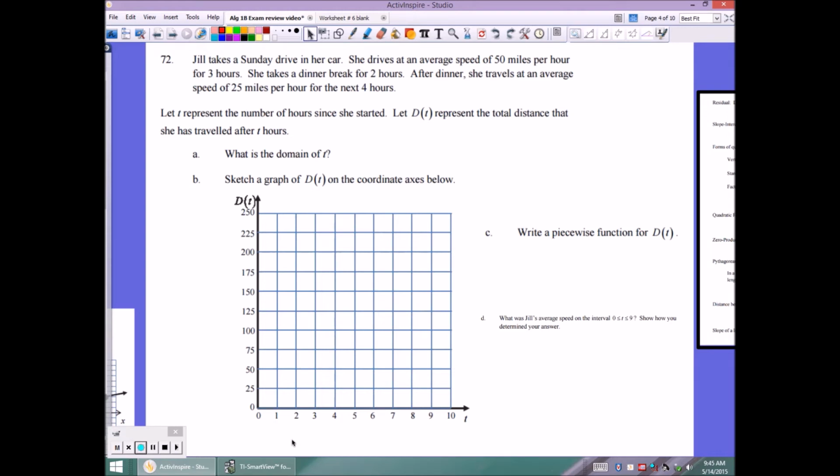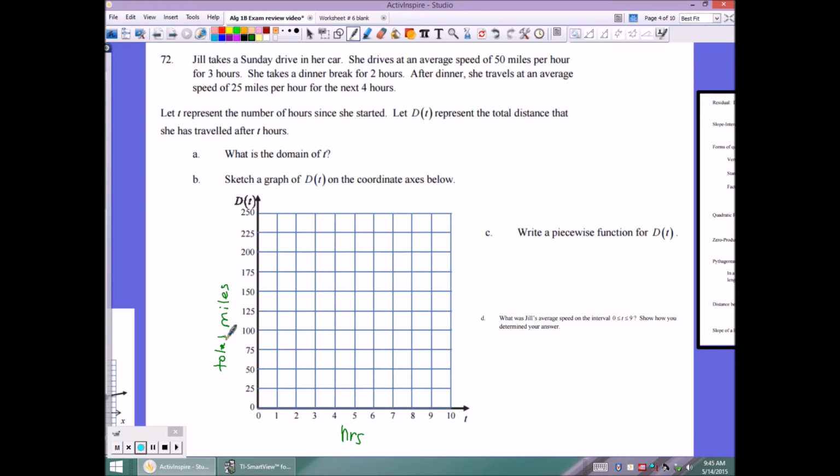Let t represent the number of hours since she started, and I see that right here, so this is hours since she started. And let d of t, which I see right here, represent the total distance that she's traveled after t hours. So this is distance, I imagine, in miles, because she's doing miles per hour. So total miles, right? It's always a good idea to label your axes. All right.